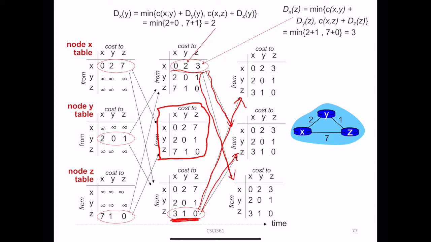After this update, you can see everybody has the same distance vector set. Actually, this is the ground truth for this topology.